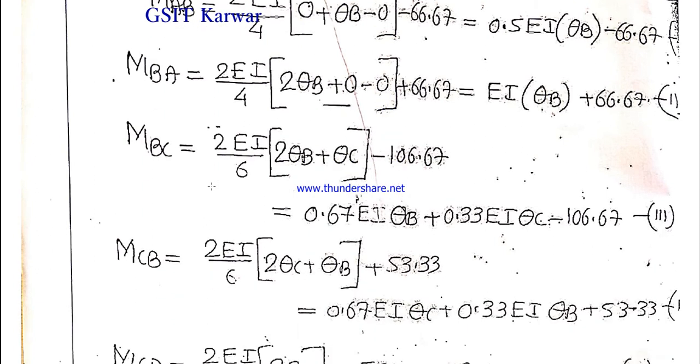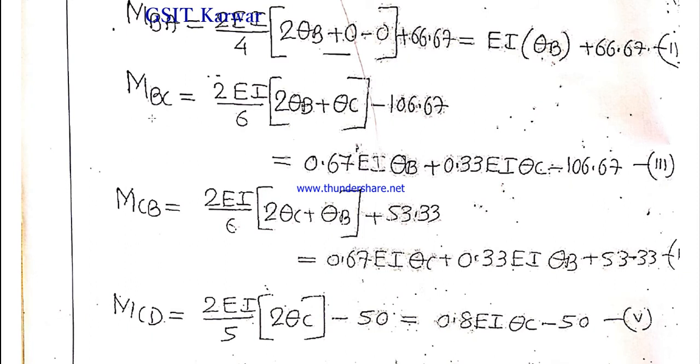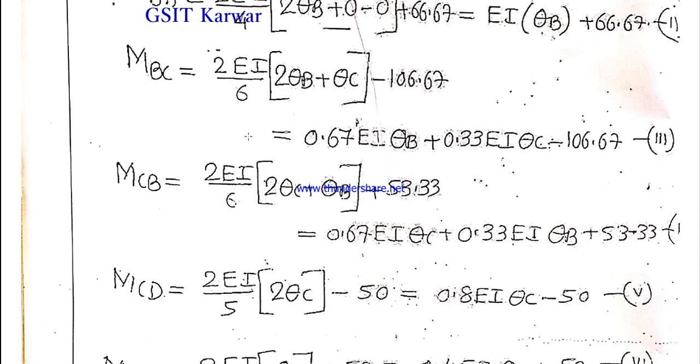Similarly, use the slope deflection equation and calculate for moment BC. You are getting this answer, where in BC you are using theta B and theta C in the equation. Here theta B is also not equal to 0 and theta C is also not equal to 0, so keep both the thetas, theta B and theta C, as they are. Consider this equation number 3.